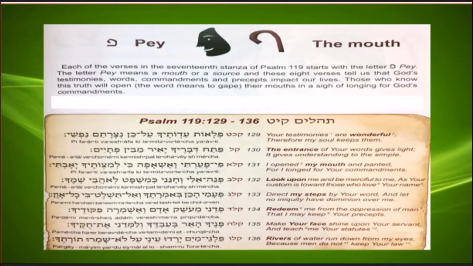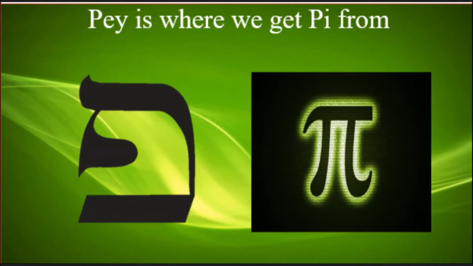Now, I never noticed that before, but that one verse, verse 135, is part of the priestly blessing also. Make your face shine upon your servants. It's kind of similar to what is in the priestly blessing. Pey is where we get pi from. So if you have ever seen pi in school, that's where we get it from. We get it from Pey.